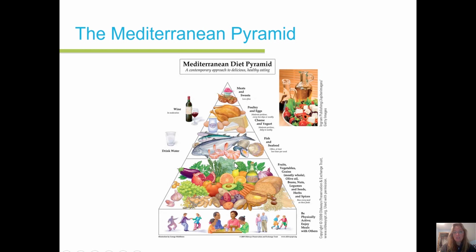Then you can see the next level is the fish and seafood, and then even less of the poultry, the eggs, the dairy. And then at the very top, minimal amounts of the red meat and the sweets. Of course, they have wine in moderation, and then they drink a lot of water, and not to mention very active. Lots of walking, lots of moving every single day.